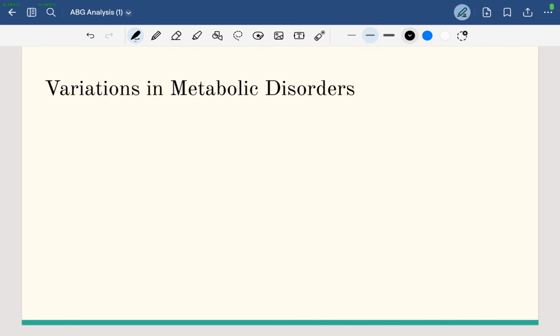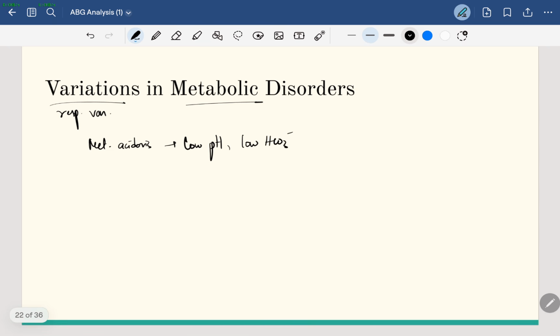Now let's discuss the variations in metabolic disorders. And by this, I mean what are the respiratory variations in metabolic disorders. And so consider the case of metabolic acidosis. There is of course low pH because it's acidosis. We discussed that in metabolic acidosis, the bicarb is low. And there will be compensatory respiratory alkalosis and tachypnea, which leads to a low PCO2. So everything is low here. In metabolic alkalosis, there's a high pH, a high bicarb, and a high PCO2.